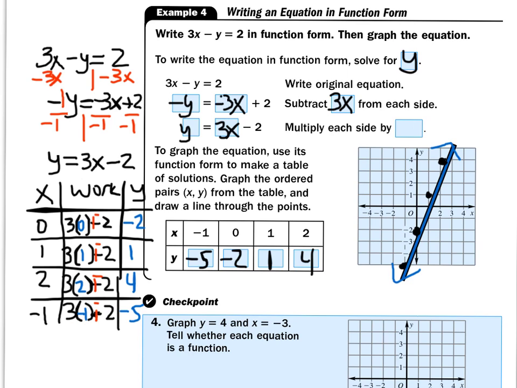Now I have to graph these points. So start off with 0, comma, negative 2. Start at the origin. The 0 means don't go right or left. The negative 2 means drop down to negative 2 and put your dot.